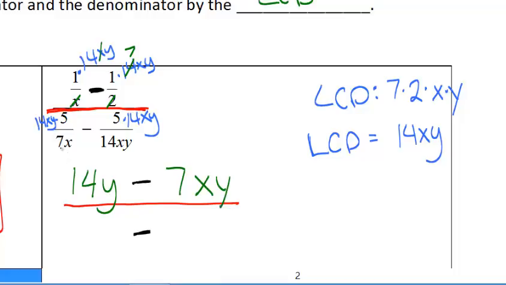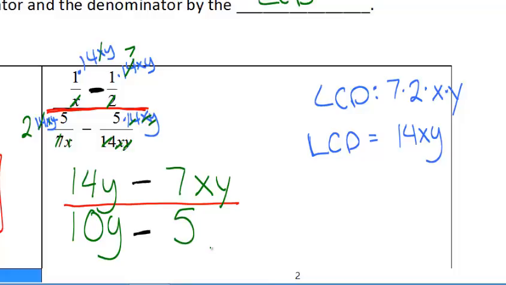On the denominator, the 7 and the 14 divide out to 2, and the x copies divide out, and I'm left with 2y times 5. Well, 2y times 5, that's 10y. On the second denominator, all of the factors divide out, and I'm just left with 5.